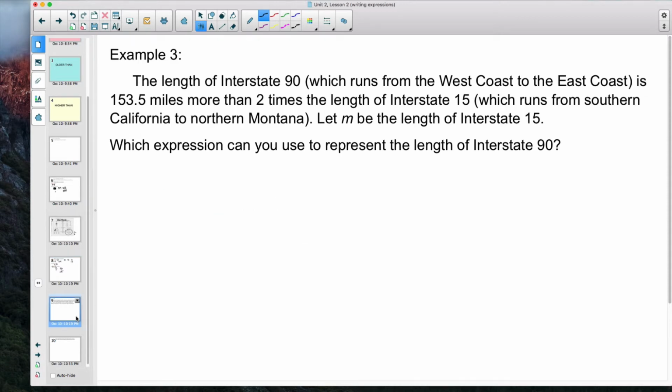All right, and here's the word problem that we're going to look at. It's going to seem a lot worse than it is, but I promise it's not that bad. I'm going to break it down for you.